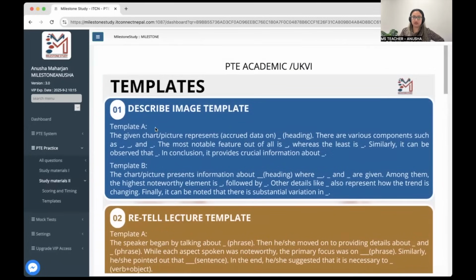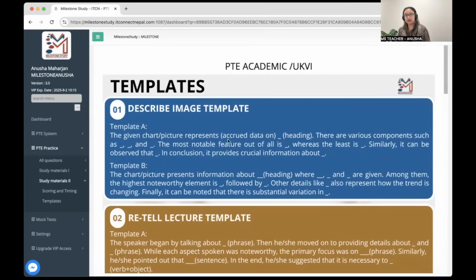And for describe image, you can see on the top, template A and template B. Not everyone should use a template. You should only use a template if you are really weak. If you can manage a bit, don't use a template, okay? But here are the things that you can say.